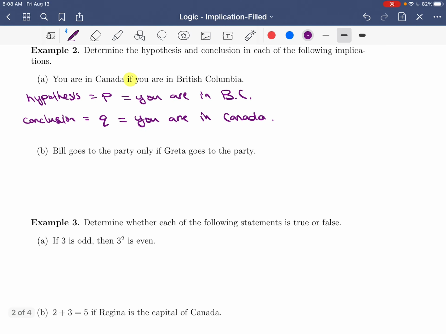Now, Bill goes to the party only if Greta goes to the party. Now this one is an only if. So that's a bit different. So I'm not going to write hypothesis. The premise is actually Bill goes to the party.